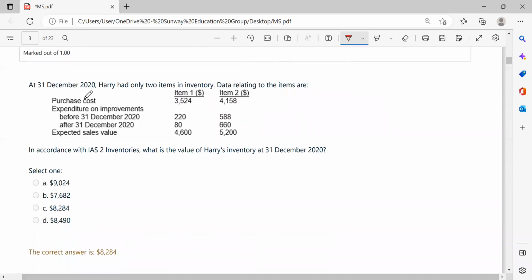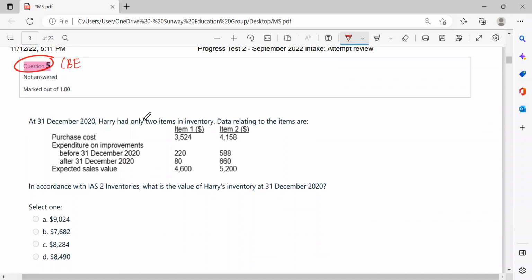At 31st December 2020, Harry had only 2 items in inventory. Data relating to the items are as follows. According to IAS 2, what is the value of Harry's inventory at 31st December 2020? So this is the financial year end date. They are basically asking you what is the closing inventory value. As far as you know, for closing inventory there is only one method, based on cost and NRV, and we take whichever is lower.